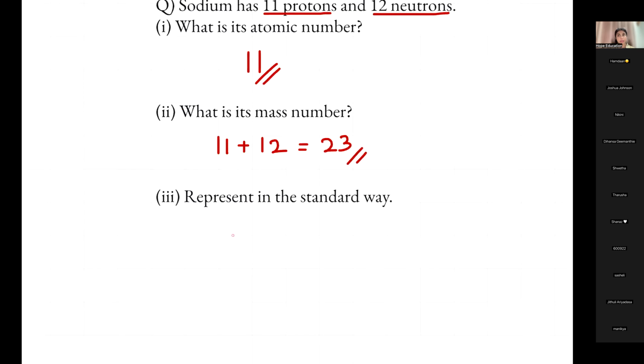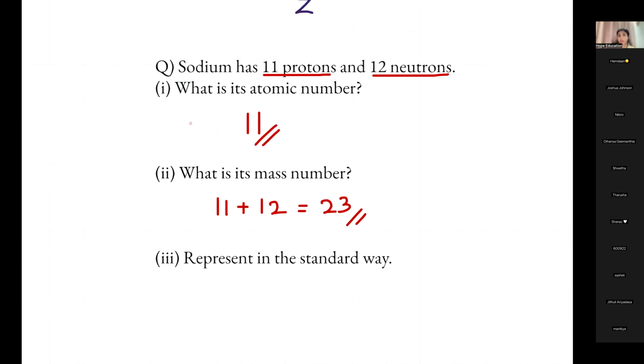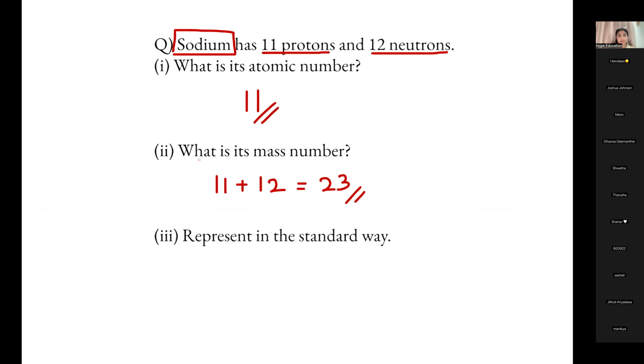Representing the standard way. Now we are talking about sodium. What is the chemical formula of sodium? I'm not going to tell you now because you know this from grade 9. Na. Do others also think the same? Na. Yes, correct. Good. It's Na. Sodium is Na because it's a Latin name. It's called natrium in Latin. That's why we say Na. So its chemical symbol is Na.